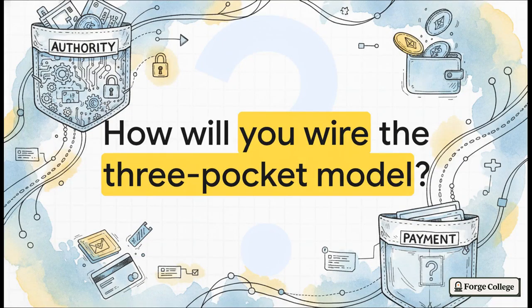As we wrap up today, I really want you to think about this question. How are you going to implement these 3 pockets when we dive into the architecture and mechanics of account abstraction in our very next lesson? Seriously, what rules are you going to put in your authority pocket? How will you handle the payment pocket? Start sketching out your ideas now, because next time we're getting hands-on with the code.